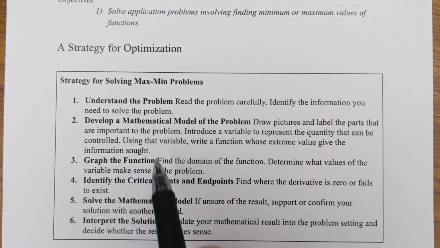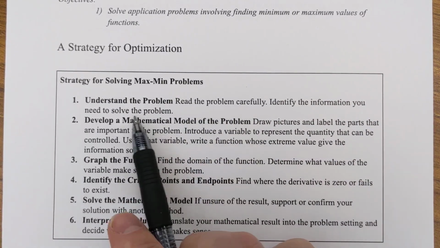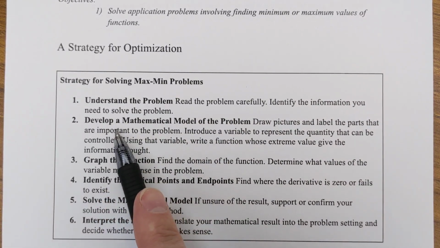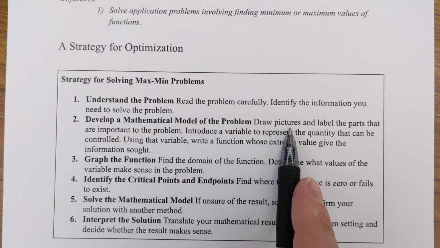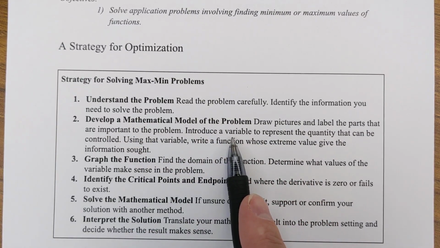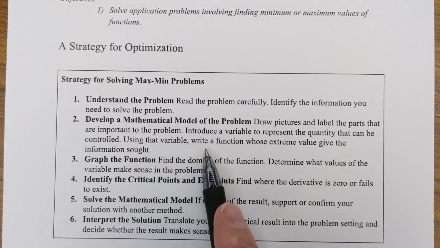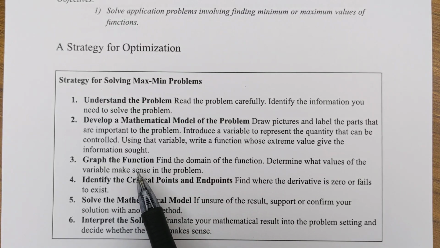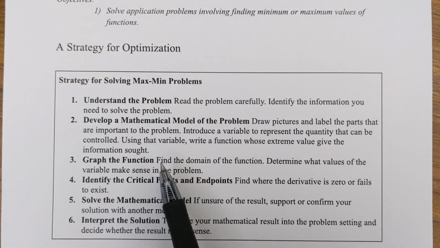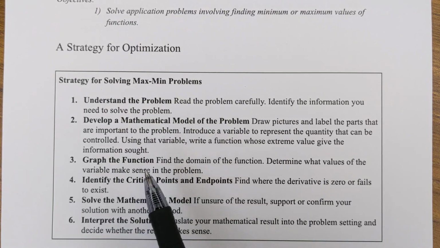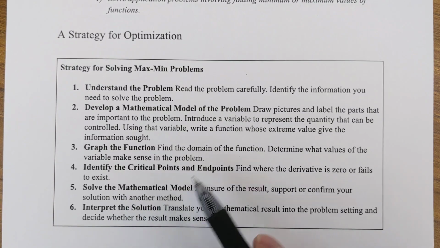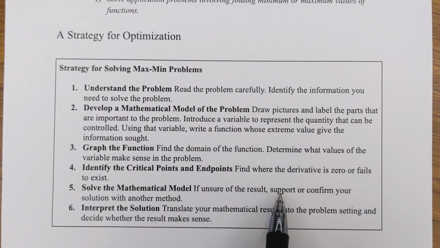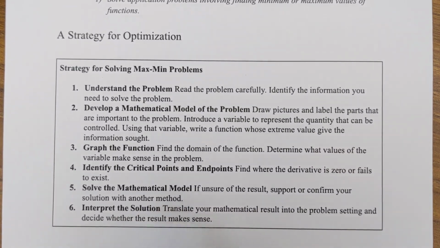So here's our strategy. Understand the problem, read it carefully, and identify the information you need to solve the problem. Develop a mathematical model of the problem, draw pictures and label the parts that are important, introduce variables to represent the quantity that can be controlled, write a function whose extreme value gives the information sought, and graph the function. Oftentimes you use the graph to find the maximum or the minimum value. Identify your critical points, so set the derivative equal to 0. So you solve the mathematical model, show the result with another method, and then interpret the solution.